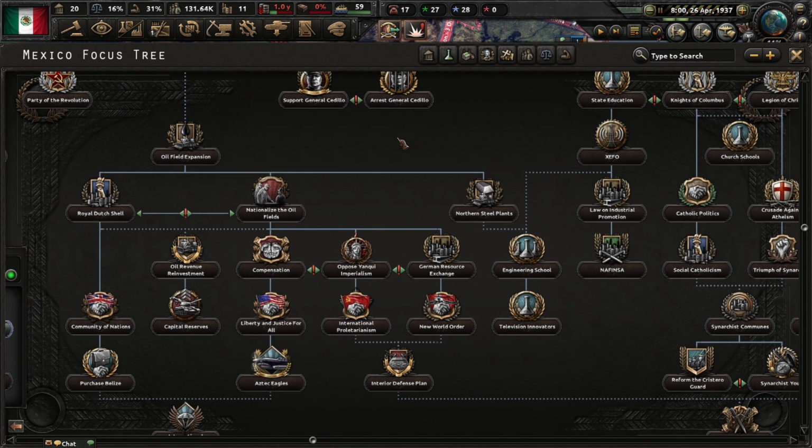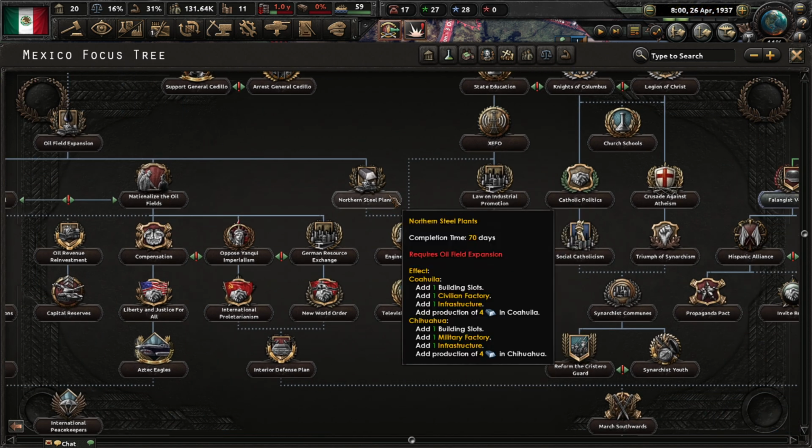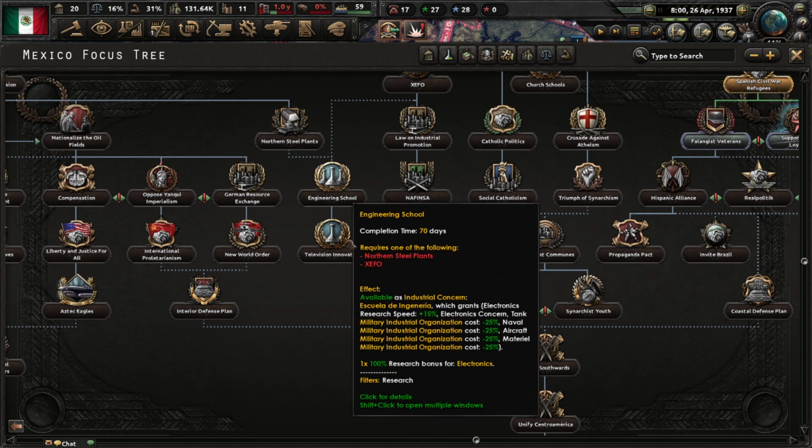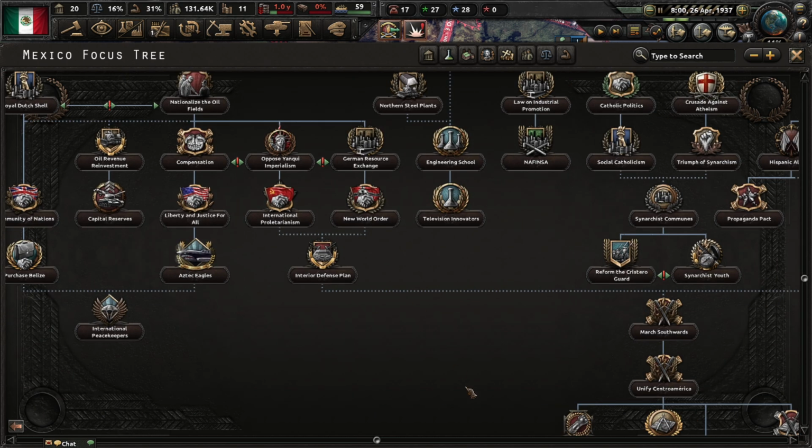But the main thing is, if you do oil field expansion, you can do the northern steel plants, which gives you extra factories, and then engineering schools, and then television innovators. That's the real reason to go that path.